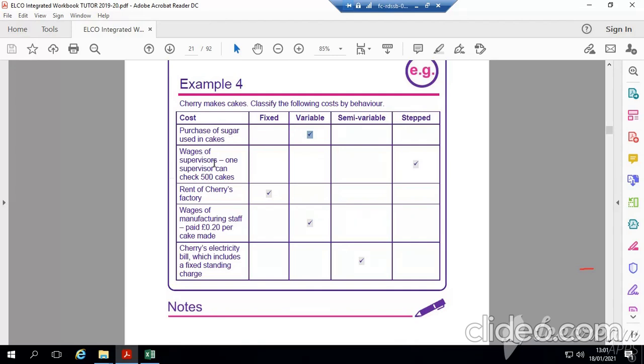For example, wages of supervisor is going to be step. It depends on the number of activity, whether you're going to be making 500 or making 400, so it requires more supervisors. Okay, rent of factory is actually fixed cost. Wages of manufacturing staff paid per cake made, it is again variable.